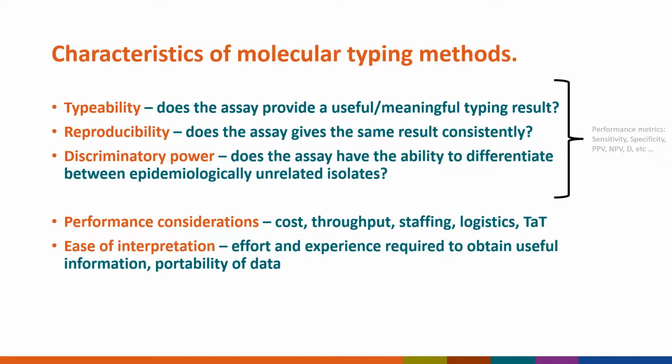So what are some of the characteristics to consider when choosing or evaluating a typing assay, and really how do we distinguish between these? The first three that I want to cover are really performance metrics, things like typeability. Does the assay itself provide a useful or meaningful typing result? Does it actually give you some ability to distinguish between different groups of microorganisms in a way that is meaningful and useful to the scientific endeavor?